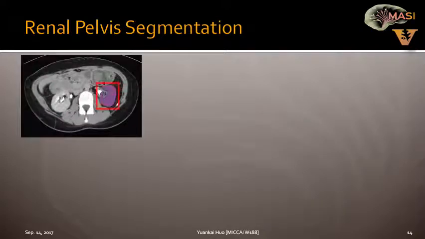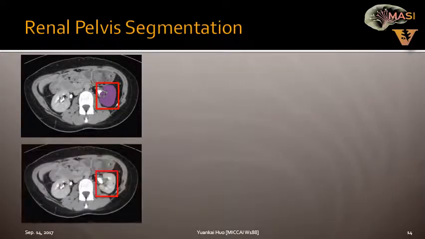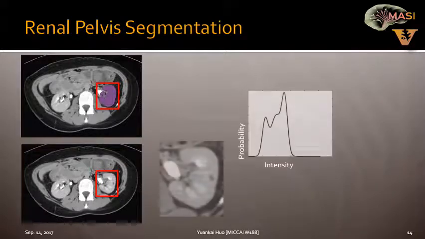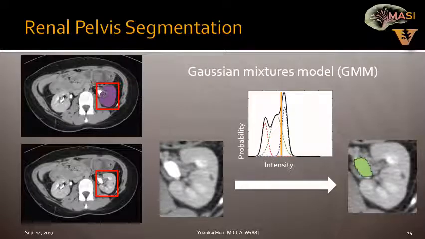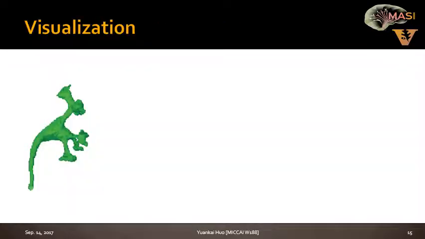And here is the kidney segmentation we obtained from the whole body segmentation. Then we crop that region to get only the intensity images. And we use the Gaussian mixture model on this patch, and we can fit multiple Gaussian distributions, and get the rightmost peak as our pelvis segmentation, like the green color here. We can then reconstruct the 3D volume from the segmentation.